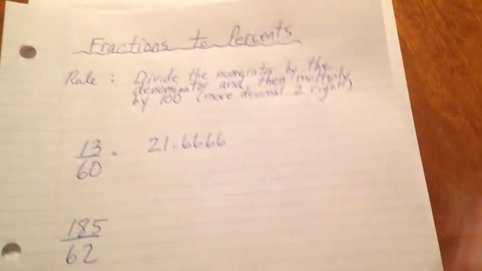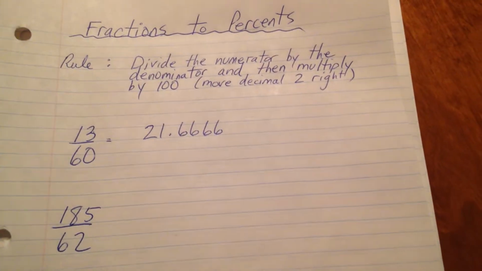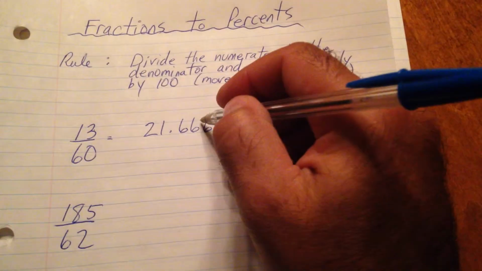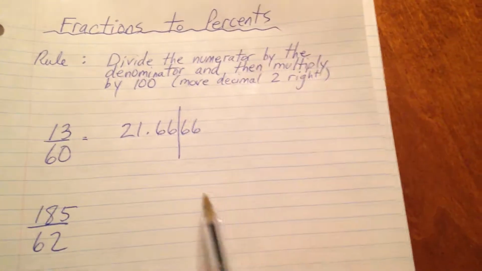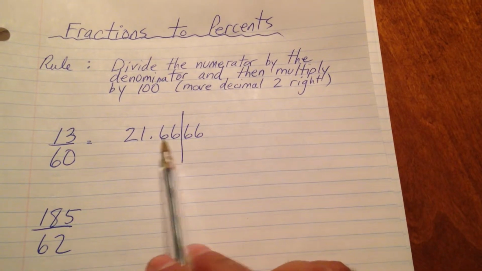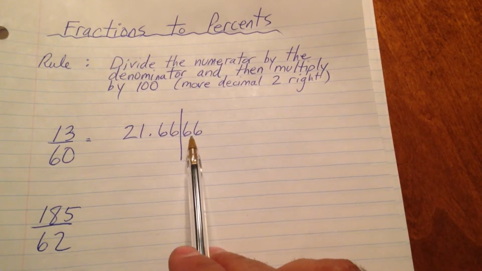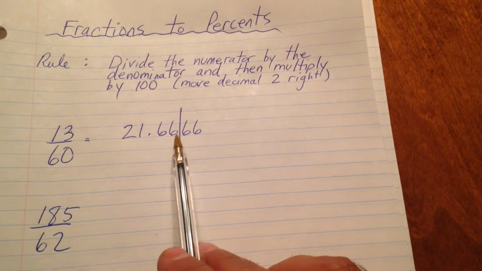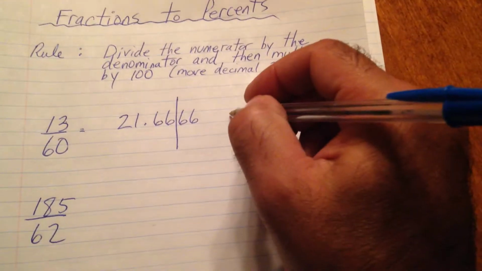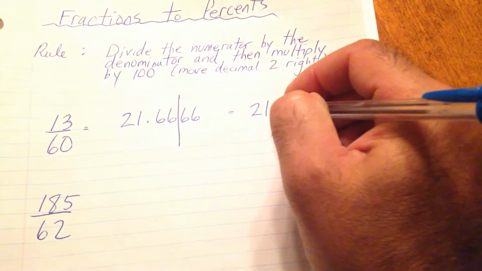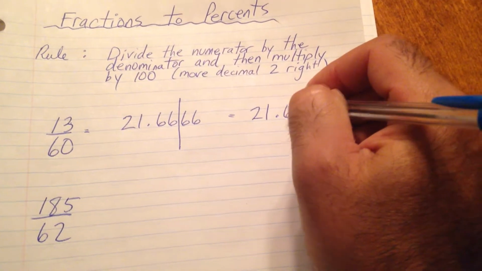21.666. It's a repeating number, and so if I just wanted to round it off to the nearest hundredth again, right, I can keep it at 66, or I can look to the next number. If that's a 5, 6, 7, 8, or 9, it changes the 66 to a 67. So I can just say this is 21.67%.